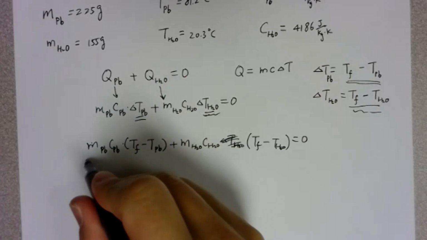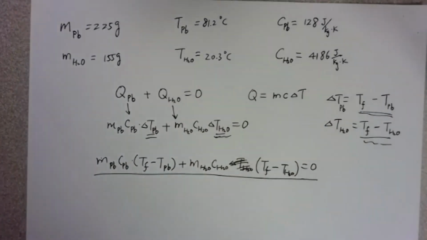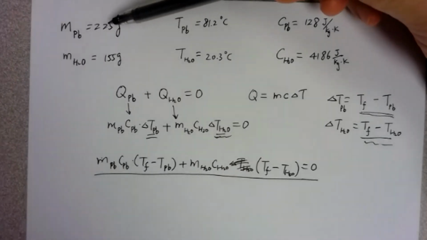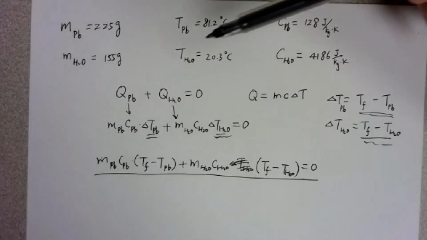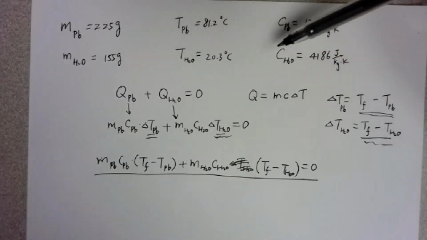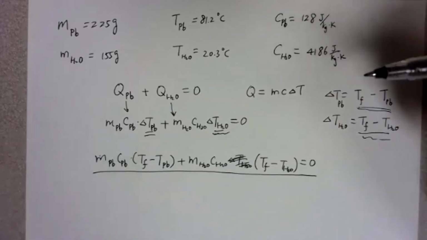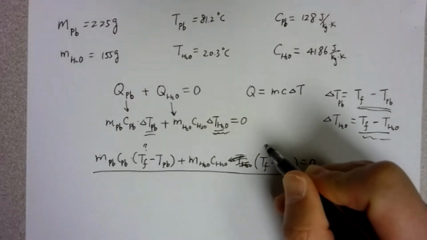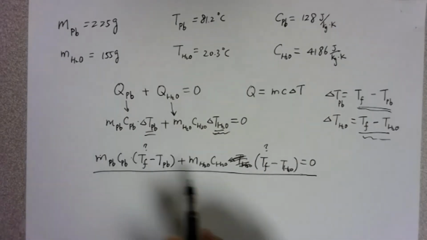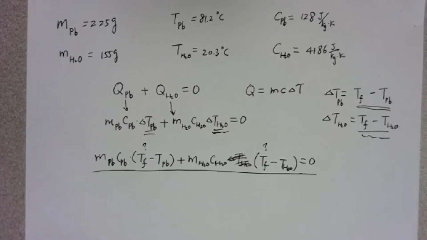Now we can see we will have this, and we actually have everything else. We have the mass of Pb, temperature of Pb, C of Pb, mass of water, T of water, and C of water. In this equation, the only unknown would be the TF. So TF is the only unknown in the equation, but there are two TFs. So you will put them together and then solve for TF.